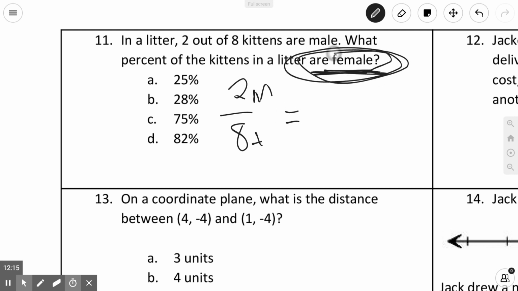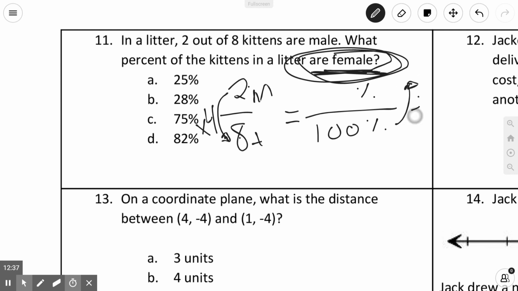That's really important because it's not asking me for the males. So 2 out of 8 equals percent over 100%. So let's think about this. If I had 2 out of 8, to go from 2 to 8, this is times 4. So I was drawing my arrow down. So my opposite arrow, I divide by 4. Well, when you take 100 and you cut it into 4, that's a quarter. So this is 25% are male.